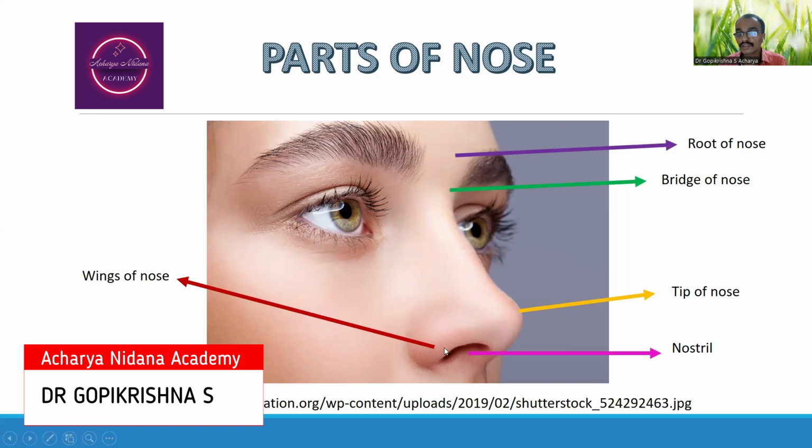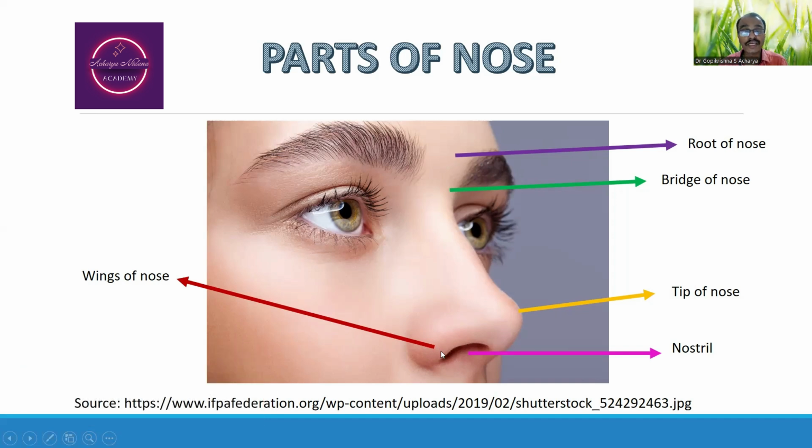And on either side, we have the wings of the nose, which are also called alae nasi. And further, on either side of the nasal septum, there is an aperture which is termed the nostril.